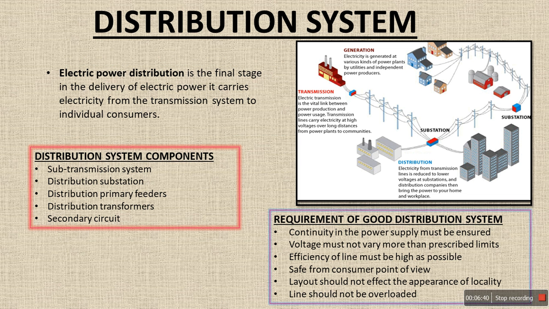The next element is the distribution system. So electric power distribution is the final stage in the delivery of electric power. It carries electricity from the transmission system to individual consumers. So the components are the sub-transmission system, distribution substation, distribution primary feeders, distribution transformers, and secondary circuit. The requirements of a good distribution system are that continuity in the power supply must be ensured and it must be safe from the consumer point of view. The layout should not affect the appearance of the locality, and the line should not be overloaded.